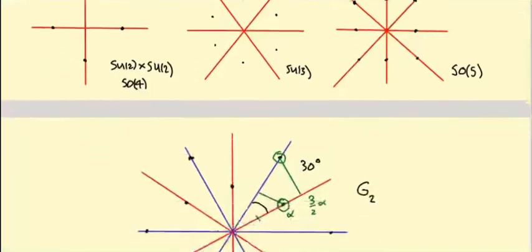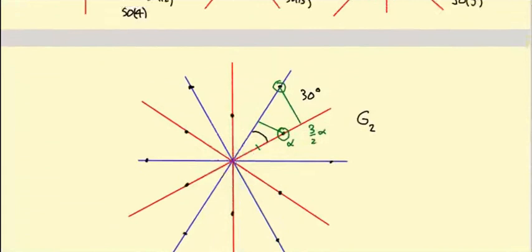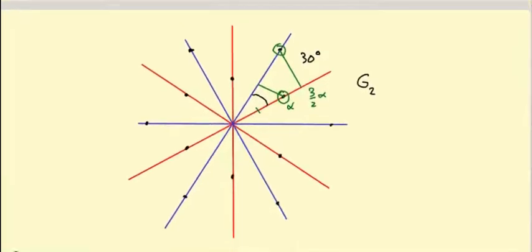Right, okay, what's next? Well, the next one is a slightly funny looking root system called G2. So we haven't met this group yet. It's one of the very small list of groups we haven't met. It's one of the exceptional groups. So there are two kinds of root. There are the short roots and the long roots. And the angle between the short root and the closest long root is 30 degrees.